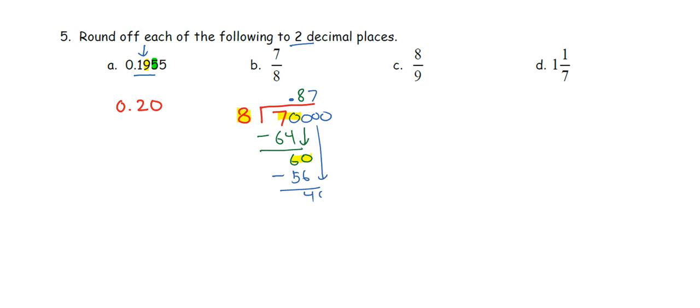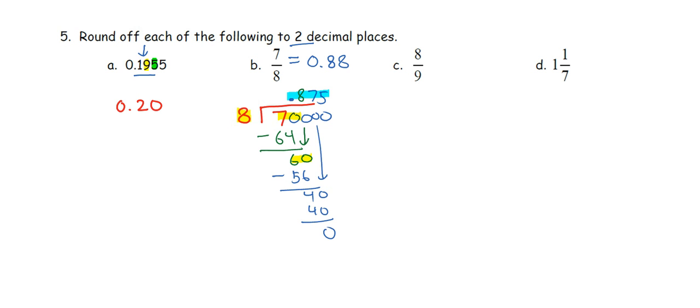Bring down the 0. Then ask yourself, how many times does 8 go into 40? And that will be 5 times, and that will give you 40 with a remainder of 0. Now, if you take this number here, 0.875, and round that to 2 decimal places, this will be 0.88. All right, so that's how you do question number 5B.